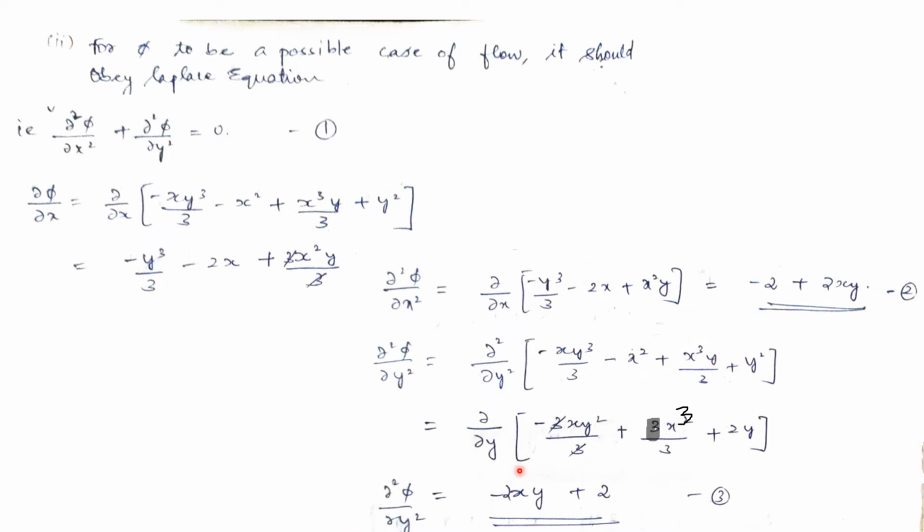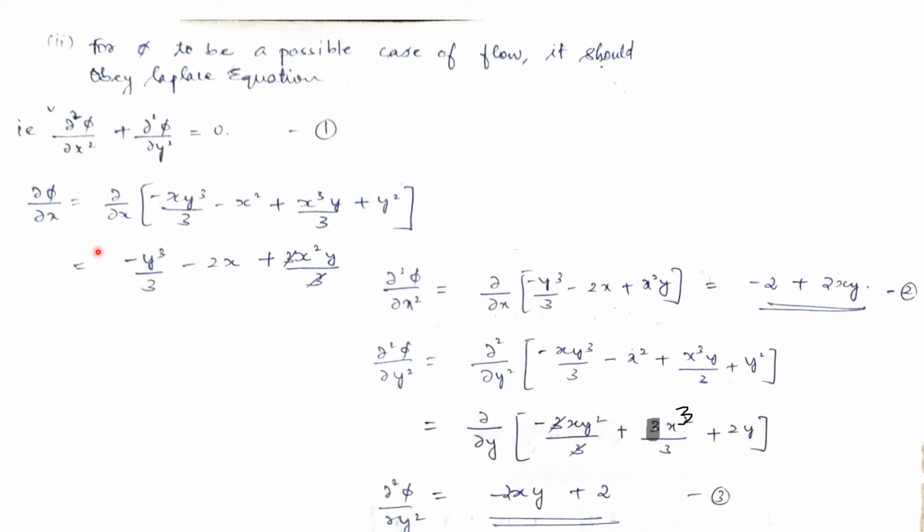So for dou square phi by dou y square, we are going to differentiate this again with respect to y. So xy square, the differential of that would be 2y, and we have a negative, so minus 2y into x, plus the differential of this term would be 0 because there are no y components over here, plus 2y, the differential of this term would be 2, so minus 2xy plus 2.